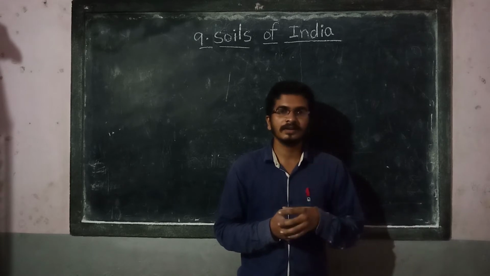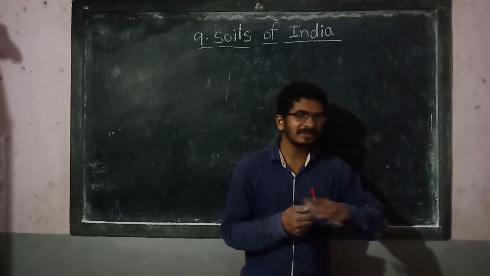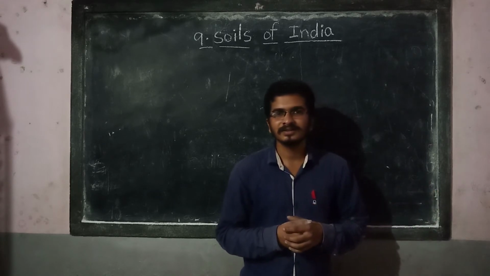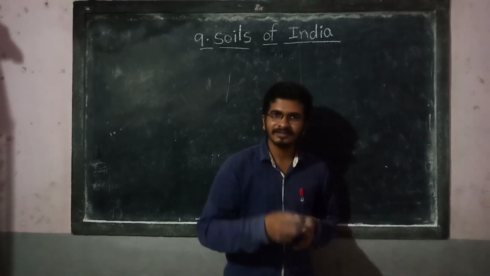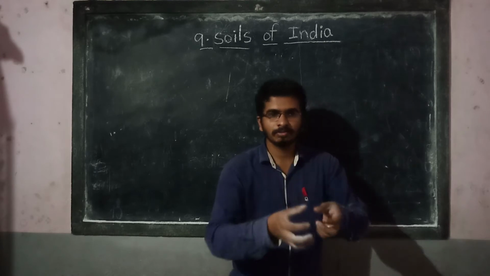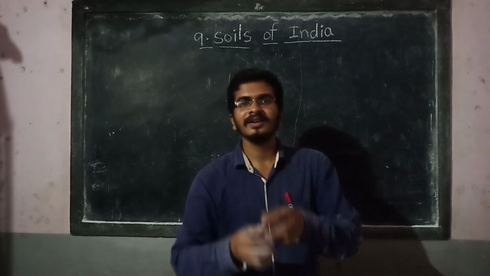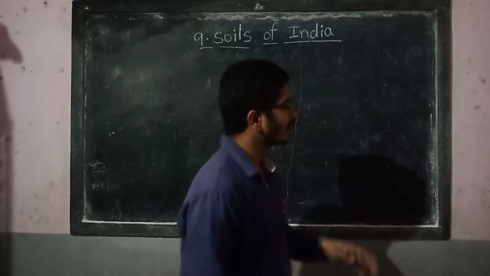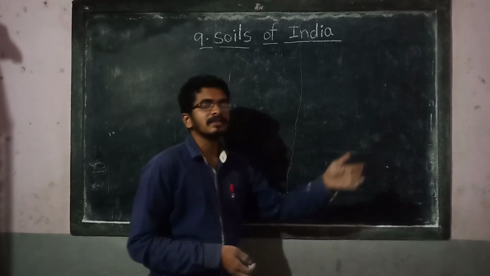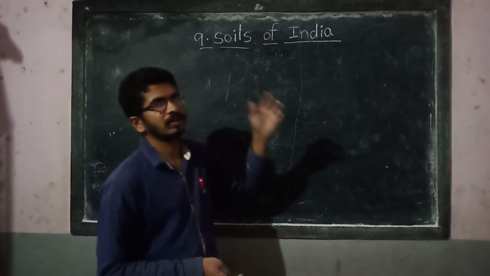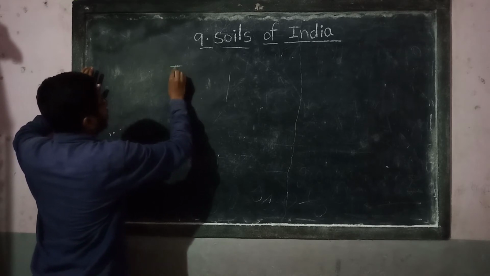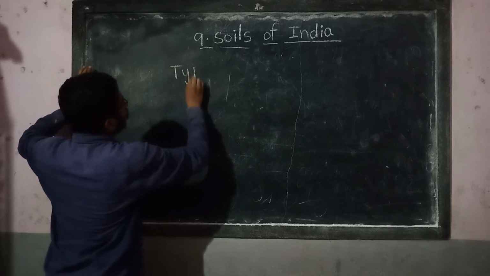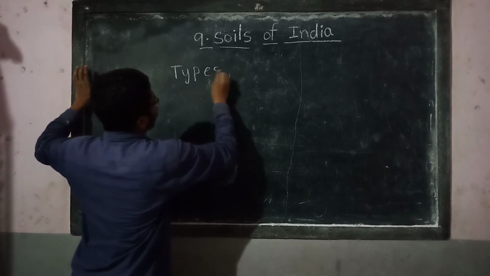In some places you might have seen red soil, some places brown color soil, and some black soil. Usually kids play with that black soil, right? In particular areas that soil will form mostly. So now we learn about the types of soil. Write the heading, types of soil.